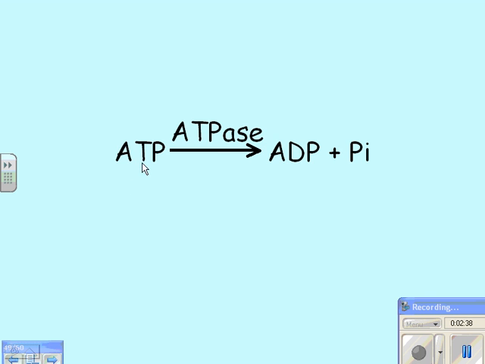Another way to write it is to show the whole equation. A lot of times we write the enzyme name on top of this yield arrow. So ATP with the enzyme ATPase breaks the P off, so you get ADP and Pi.